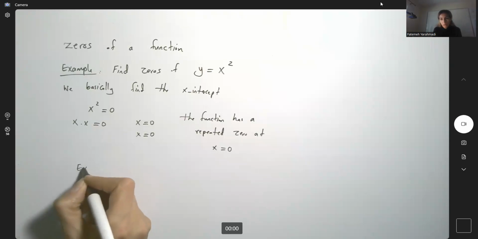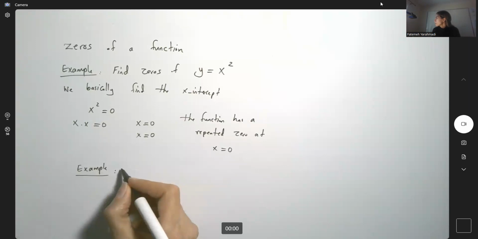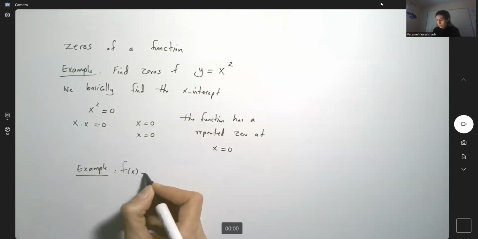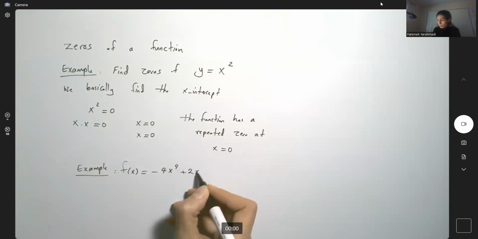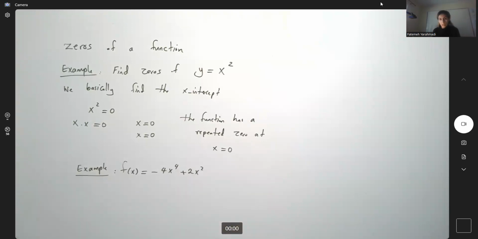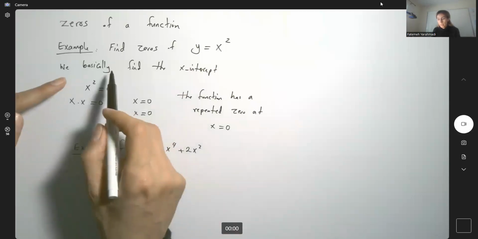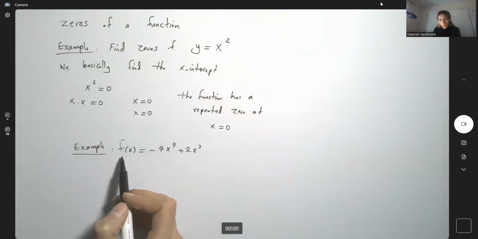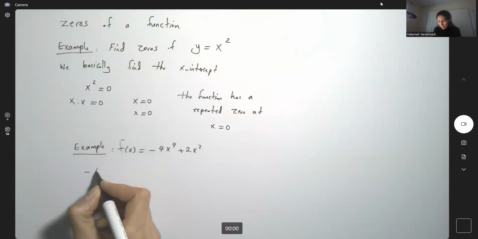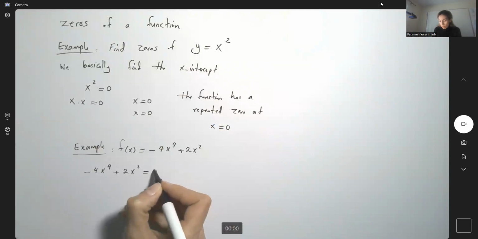In this example, I'm following the note for you. We have this function f of x is equal to minus 4x to the fourth plus 2x squared. All right. So we're finding the zeros of this function. It means that we're basically finding the x-intercepts. We set y equal to 0 and solve for x. Negative 4x to the fourth plus 2x squared is equal to 0.